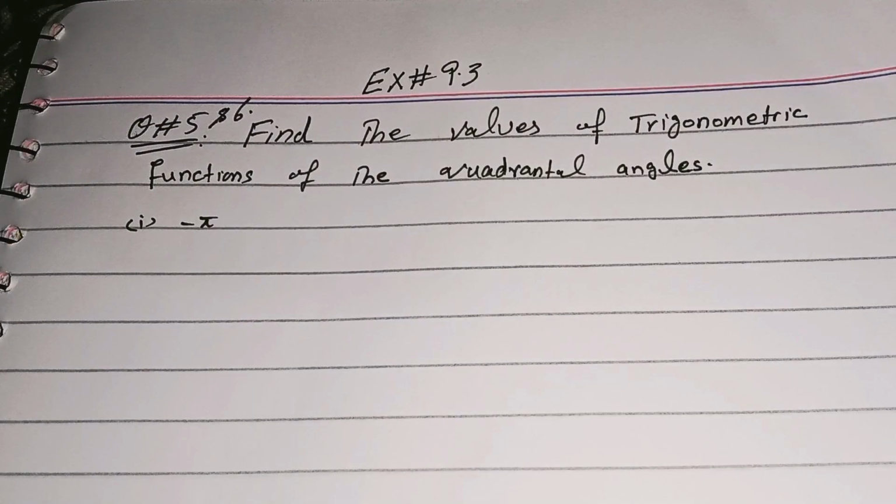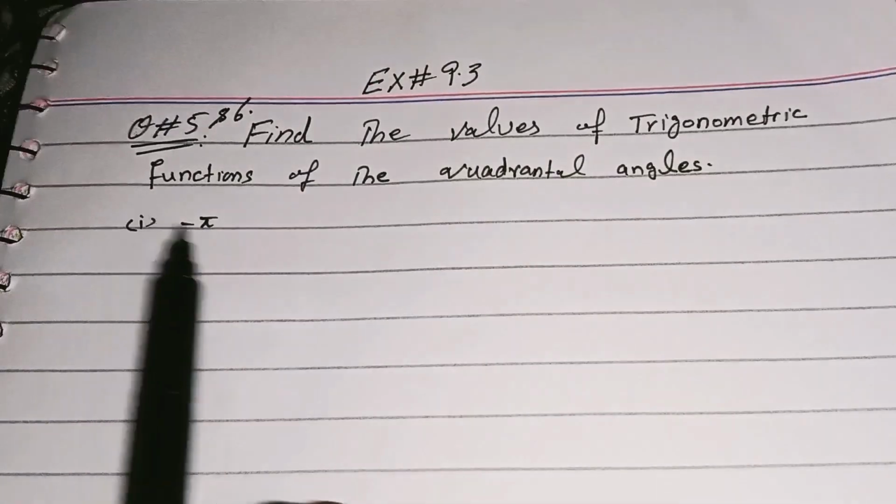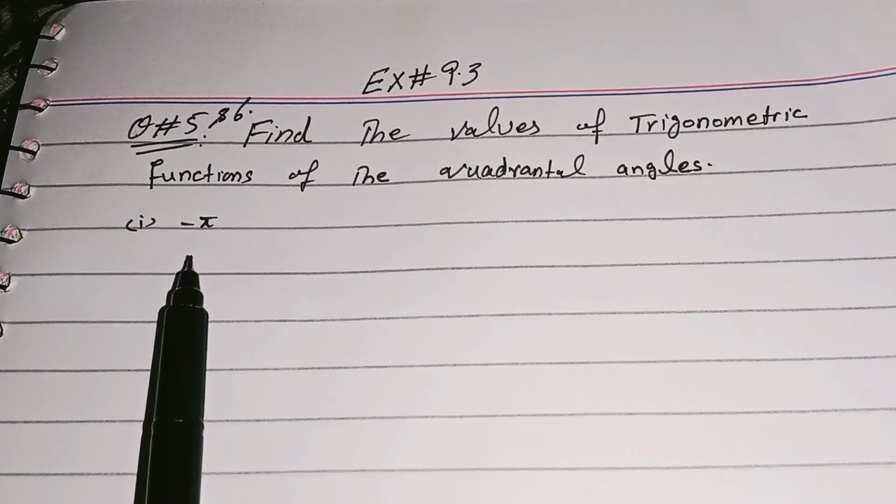Bismillahirrahmanirrahim. Exercise 9.5, questions number 5 and 6 are of the same kind. Find the values of trigonometric functions of the quadrantal angles.